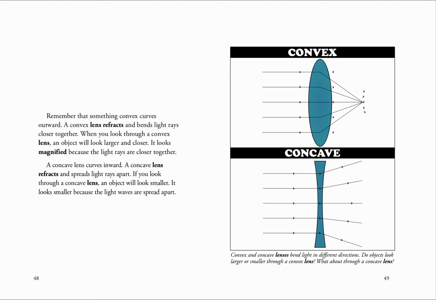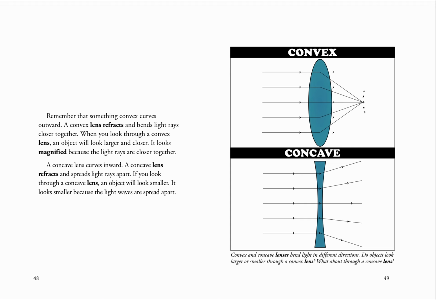A concave lens curves inward. A concave lens refracts and spreads light rays apart. If you look through a concave lens, an object will look smaller. It looks smaller because the light waves are spread apart. Here we have our picture.